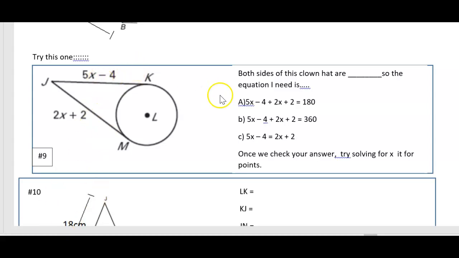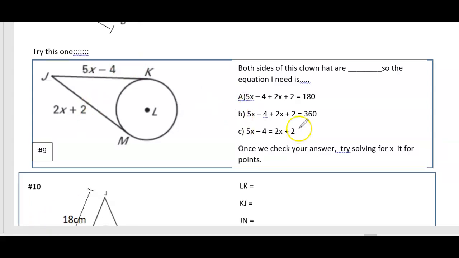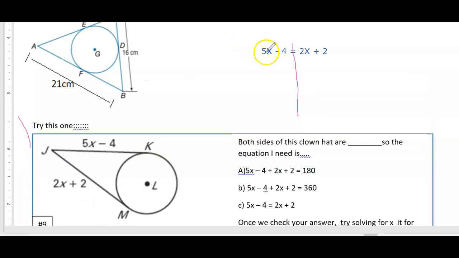Both of these are congruent. Which one of these would you pick? You should have picked this one here because you know that JK is going to be congruent to JM. So you set up your equation: 5x minus 4 equals 2x plus 2.